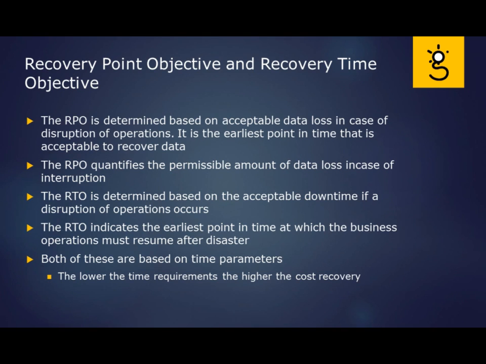We start saying, after that point, we're losing data. Now, RTO is determined based on the acceptable downtime if a disruption of operations occurs. The RTO indicates the earliest point in time at which a business operation must resume after a disaster. Both of these are based on time parameters. Now remember that the lower the time requirements, the higher the cost of your recovery is going to be.